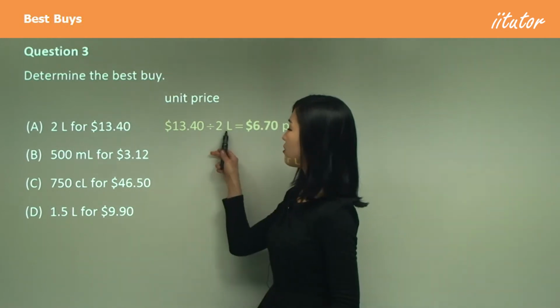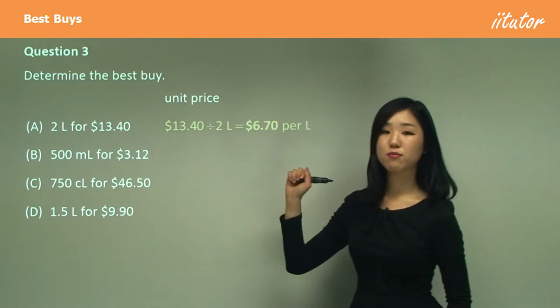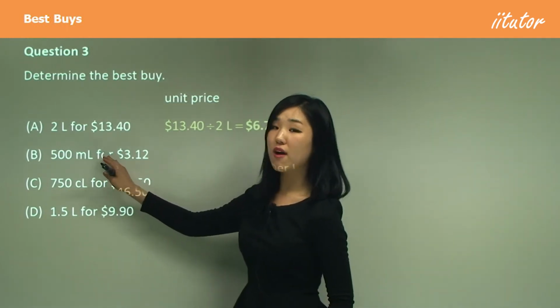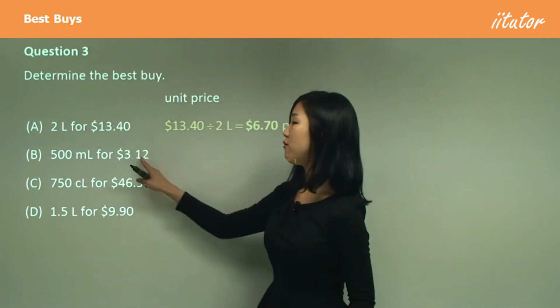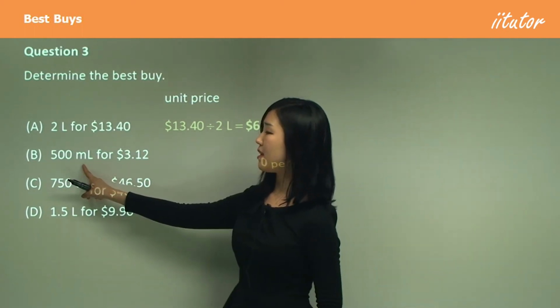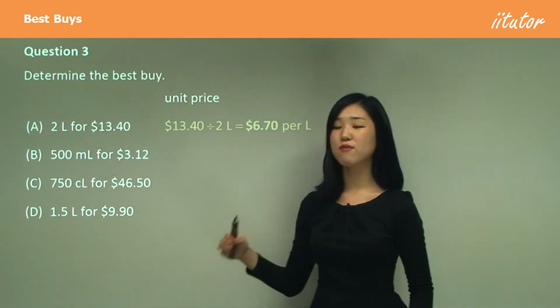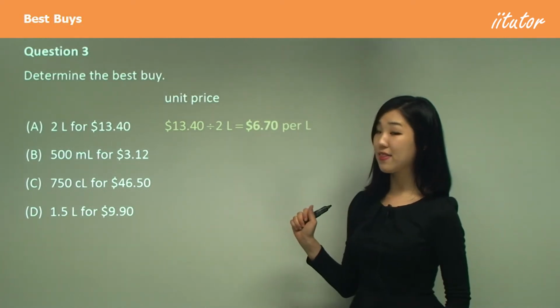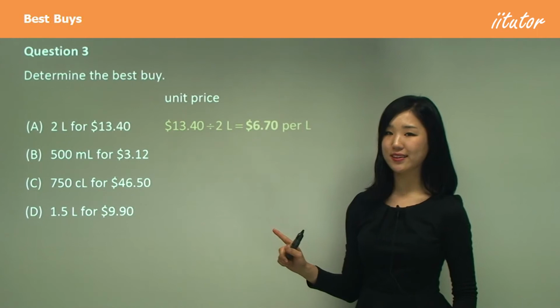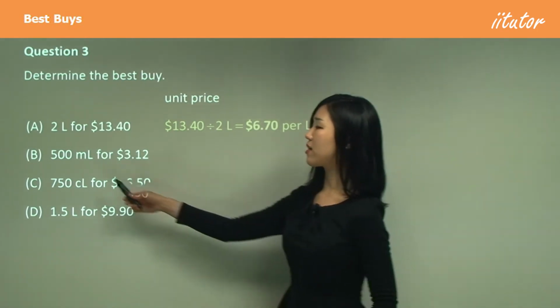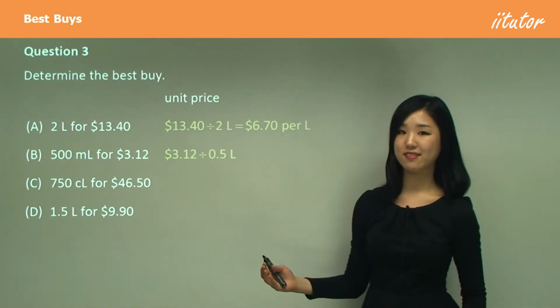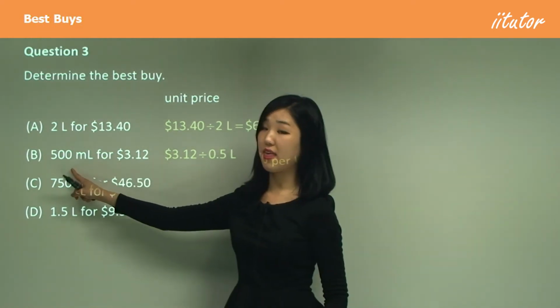For the first one, we're trying to find the cost per 1 liter. So let's do the same thing here. I want to find the cost per 1 liter for B. So how many milliliters in a liter, guys? You should be very good at this because that's when we've done conversion. We know that there are 1,000 milliliters in 1 liter. So in this case, I would convert 500 milliliters into 0.5 liters. You simply divide that by 1,000.